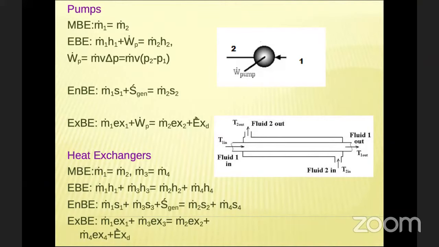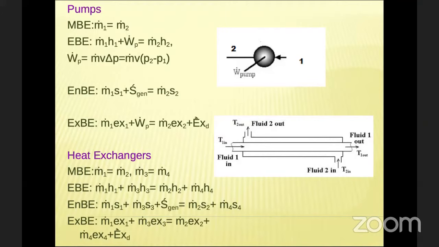Next, if you look at this, there is a heat exchanger with two fluids. So for cold fluid or hot fluid, if you see the mass balance equations, for any fluid, the mass flow rate remains constant. So M1 dot equal to M2 dot. For hot fluid, inlet and outlet, mass flow rate is same. And for cold fluid, M3 equal to M4, mass flow rate remains same.